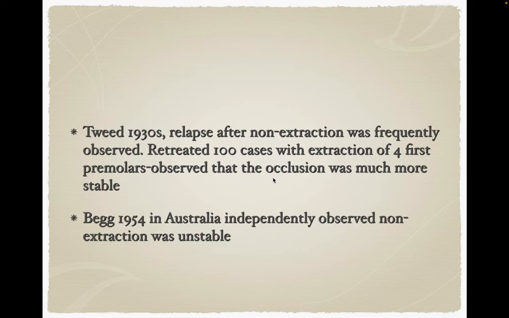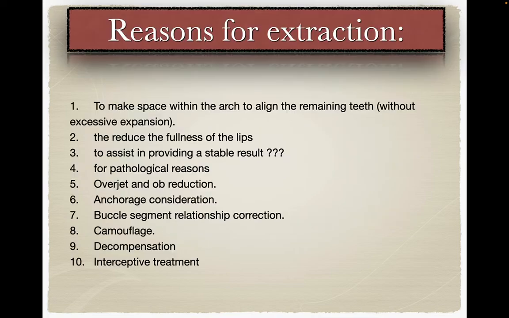So in the beginning, in the 1930s, there was a huge non-extraction trend. Then after Tweed's work in the 1940s, up to the mid-80s and the early 90s, there was a huge extraction swing. Most of the cases were treated with extraction. But then after extraction had been done all the time, and you do follow-up of the cases, you realize, as we're going to see later, that extraction will not result in more stable results. So the orthodontic world swung back into non-extraction treatment. Now the most common cases are treated with non-extraction.